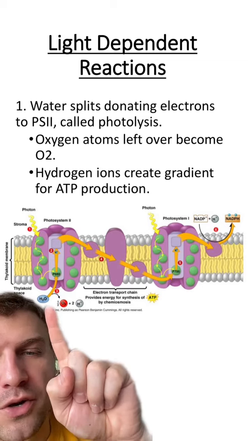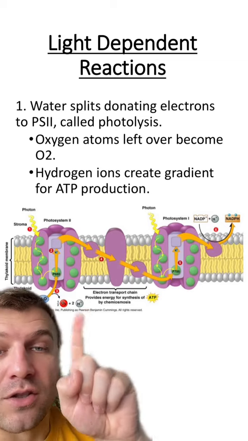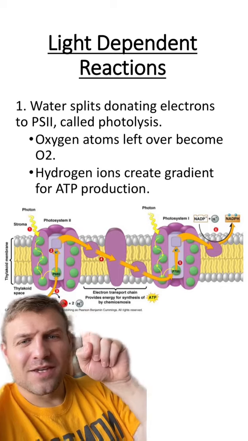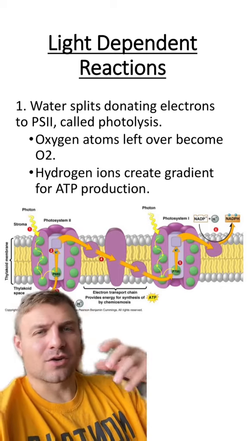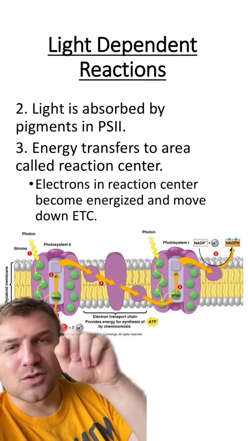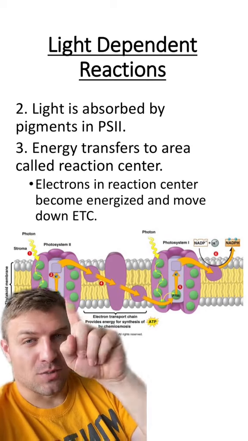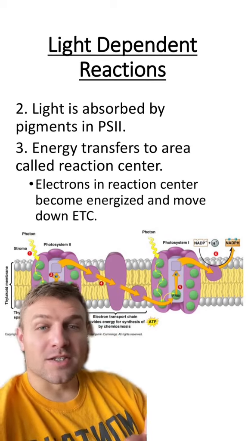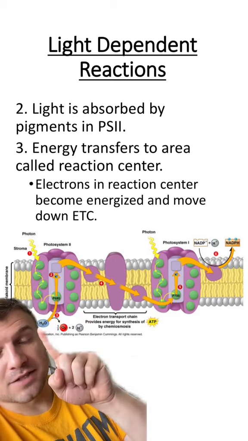The water is also going to donate its hydrogen ions to the lumen within the thylakoids. The donation of these hydrogen ions is going to create this concentration gradient we're going to use for ATP production. Light is going to be absorbed by the pigments within photosystem II. That light energy is going to be transferred to the electrons donated by the splitting of water.